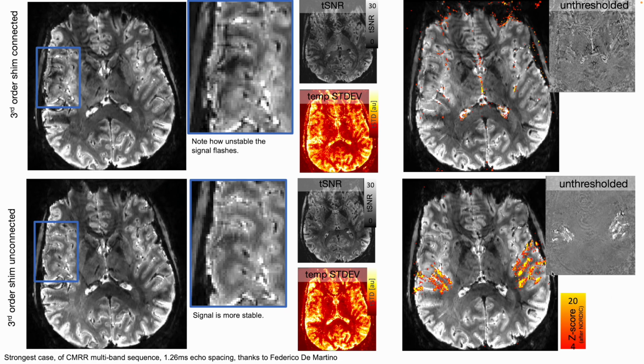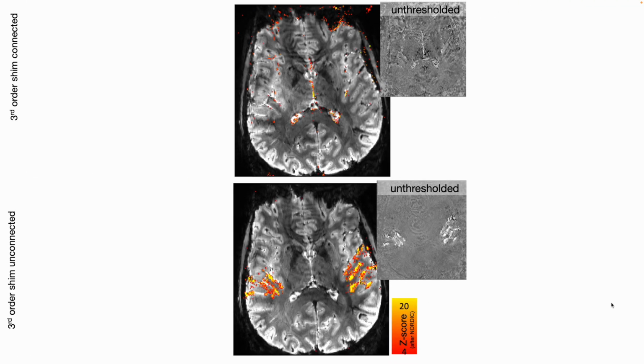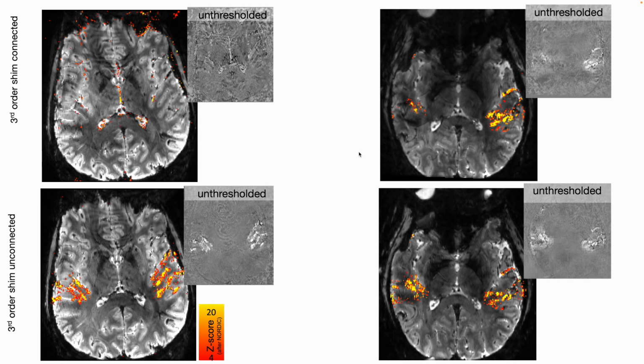Without the third order shims, you also see it quite nicely in a single experiment. And this is also consistent across experiment and participants. Here, for example, you see that specifically fuzzy ripples are very bad on one hemisphere, where we don't really see most of the Herschel's gyri, only when we unplug the third order shims.